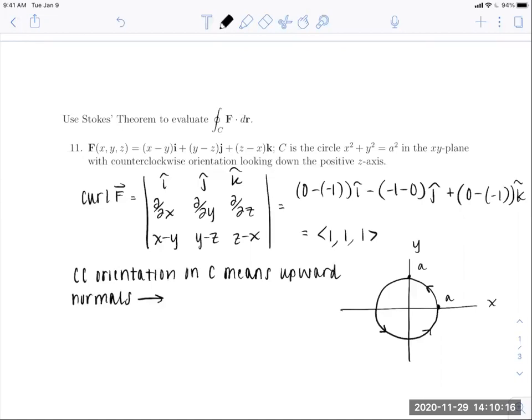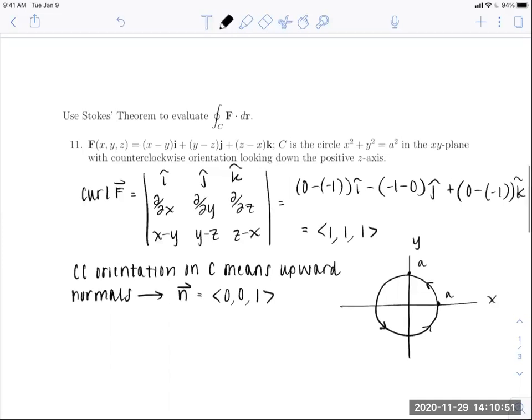So when we're talking about computing this surface integral of curl of f dot n, what could we use for n? Well, we just want to be going upward in the z direction. So that's just k hat or 0, 0, 1. So in this particular example, our normal was easy to compute because our surface lied only in the xy plane. And so a normal was either in the positive z or negative z direction. And we chose positive based on the orientation of our curve.